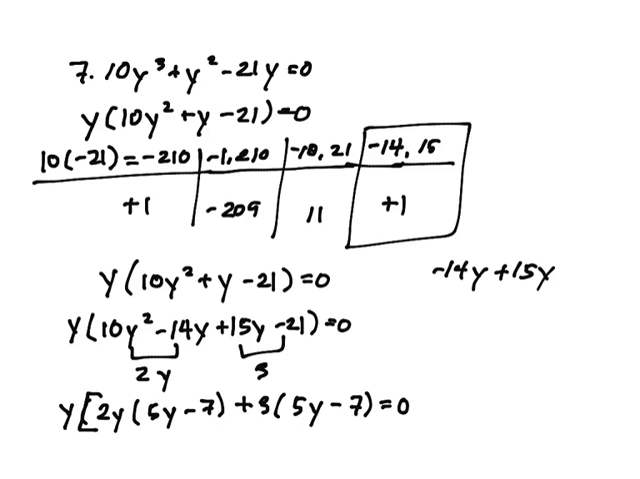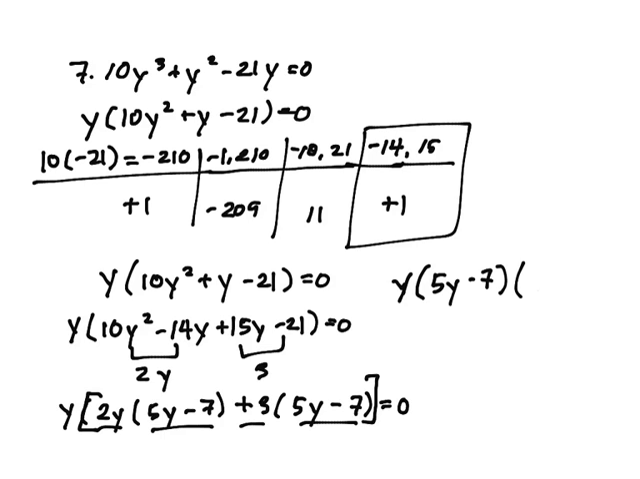Okay, now let's make some room. So I have a 5y minus 7 in common. So I have y times, I'm going to go ahead and factor that out. When I do that, I have a 2y plus 3 in common. So these are my binomials that make up that trinomial.